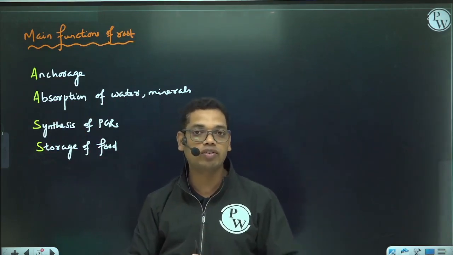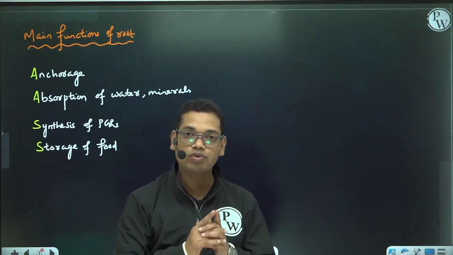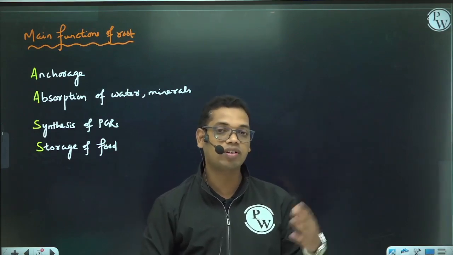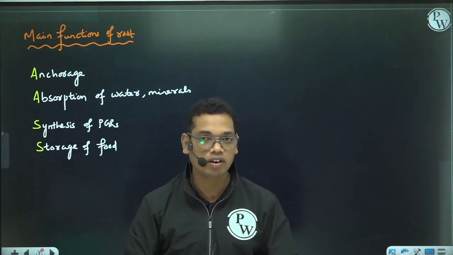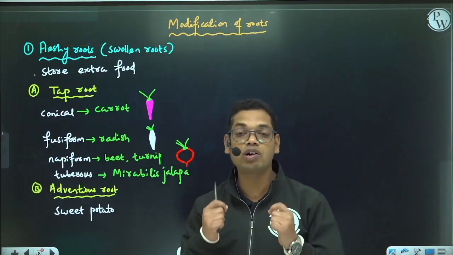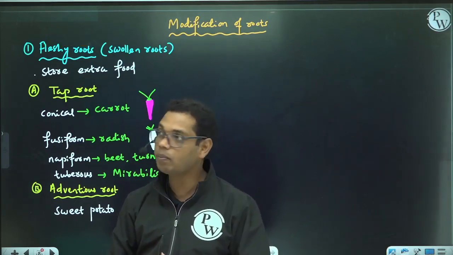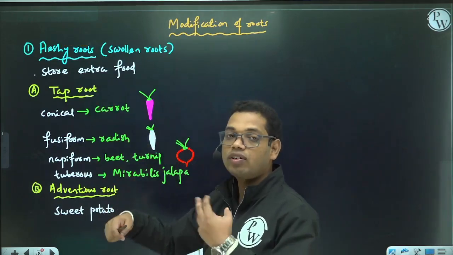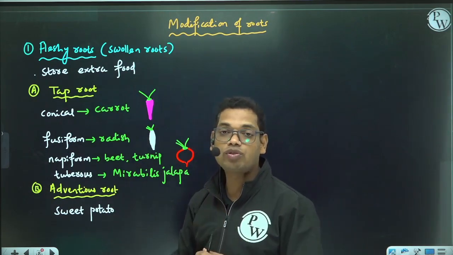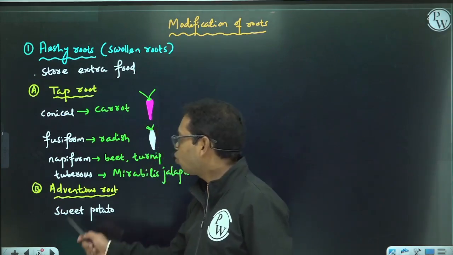Apart from these 4 functions, the root also performs other functions, and in order to perform those extra functions, the root has to be modified. Okay, so why the root undergoes modification? To perform other functions apart from the main functions. Okay, so one of the functions performed by the modified root is to store food, store additional amount of food.